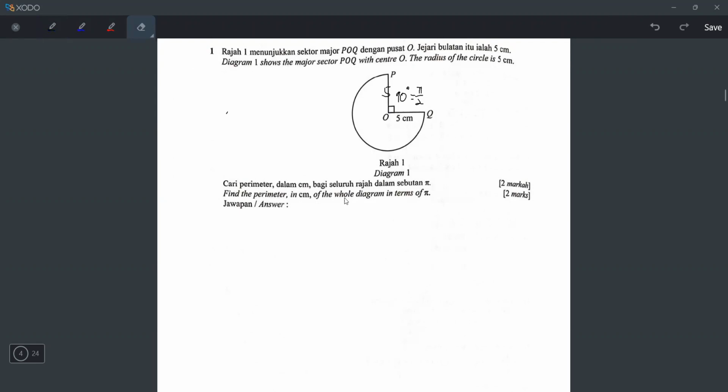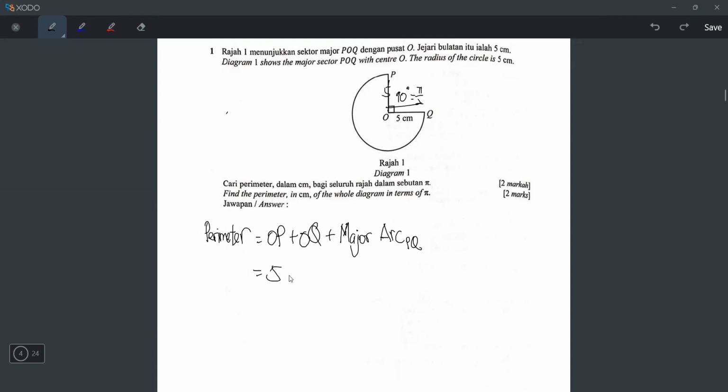So let's see what they want. Find the perimeter in cm of the whole diagram. Perimeter means you have to take all the lines outside and add them all together. So what you will take is OP plus the line OQ, and then PQ. But don't call it PQ, because if you write PQ, you might mistake it for this PQ, because this is also PQ, right? So call it major arc PQ, so that you know this PQ is an arc. It's a curved line, not a straight line. So PQ is not referring to this, it's referring to the arc, the big arc outside.